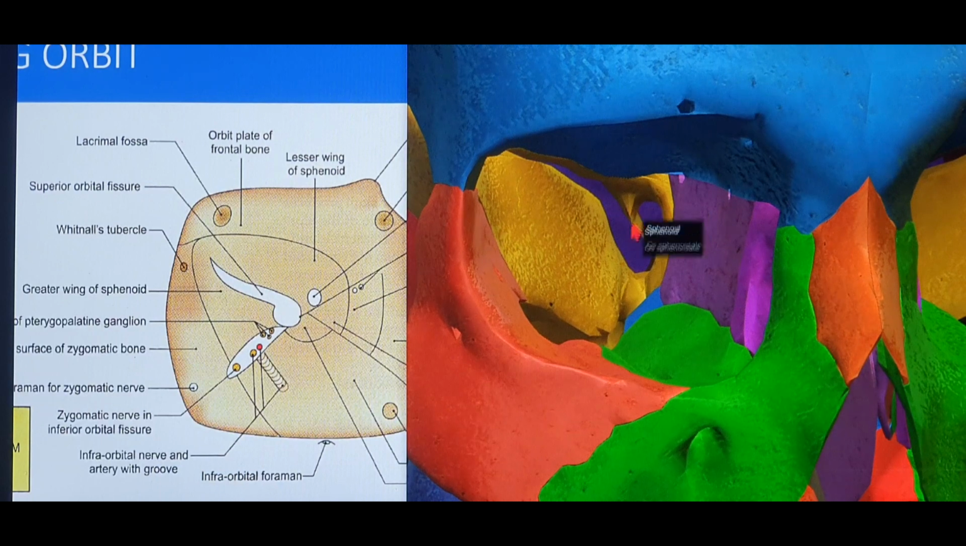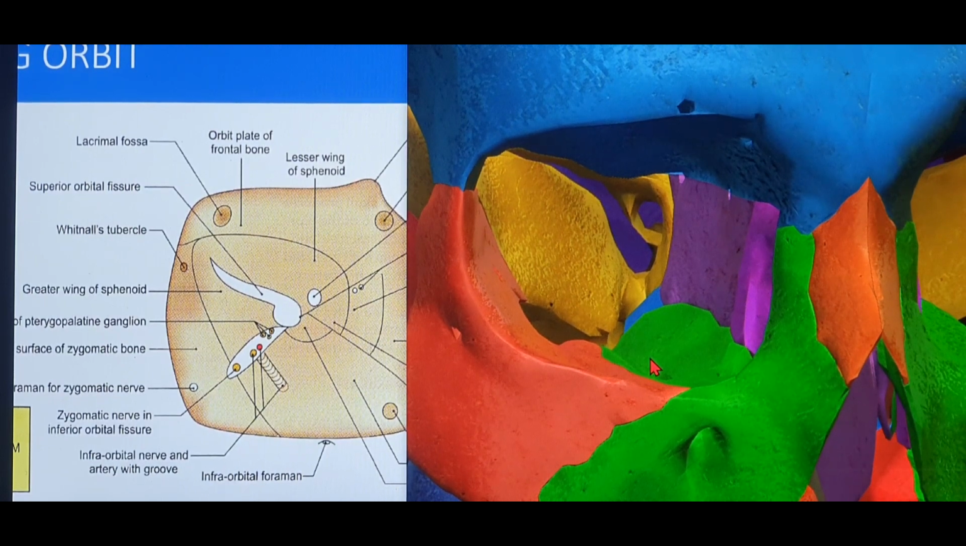So the apex is directed posterior medially towards the optic canal. And the base is nothing but the orbital rim. So whatever you can see over here, that's the orbital rim. The orbital rim is the base of the orbital cavity. So we got 4 walls, 1 apex and 1 base. So that's what you need to remember.